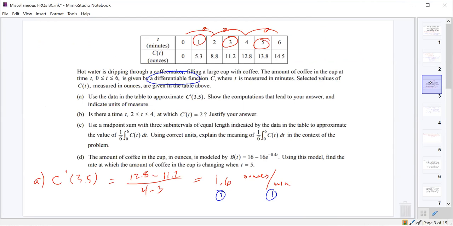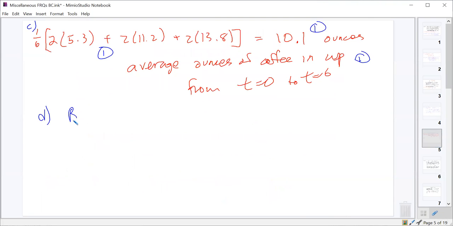So the amount of coffee in the cup in ounces is modeled by this function. Using this model, find the rate at which the amount of coffee in the cup is changing when t equals 5. So really all we're looking for here is b prime of 5. We're going to need to figure out what b prime of t is, since this isn't a calculator one.